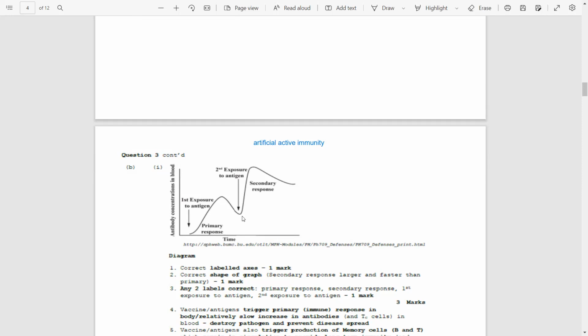But because you would have the memory cells, if the pathogen comes back for the second exposure, your memory cells will rapidly become plasma cells, and you can produce large concentrations of the antibody in a very short period of time. That's a secondary response.